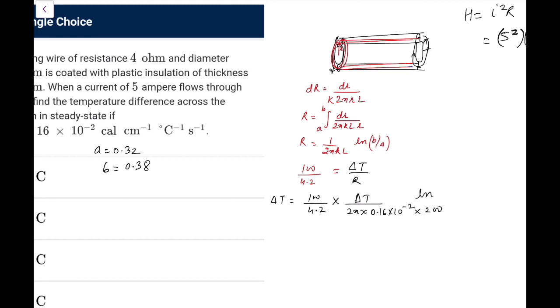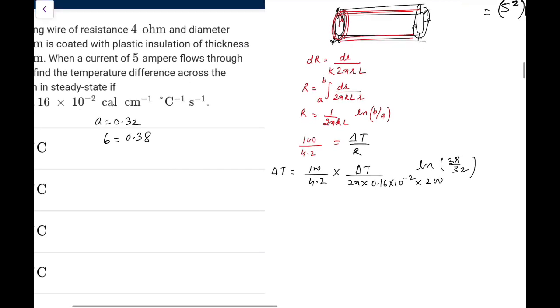So what we will have is ln of 38 by 32. I don't know what the value of ln of 38 by 32 will be, but let's try to figure out what it comes to. 100 by 200 goes. So we are left with 10 to the power minus 2, it comes at 100, it would be 4.2 into 2 pi, that is 8.5 pi into 0.16 into 2, let's write it as 0.32 into ln of 38 by 32.